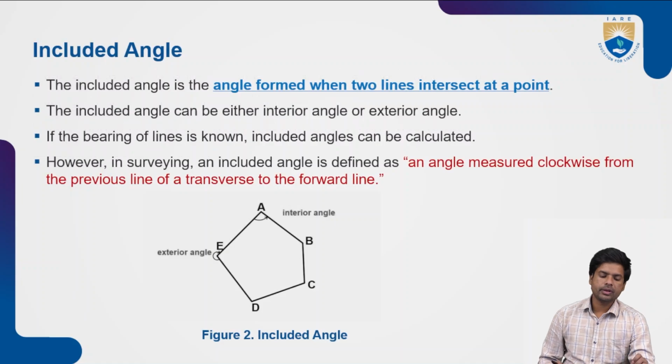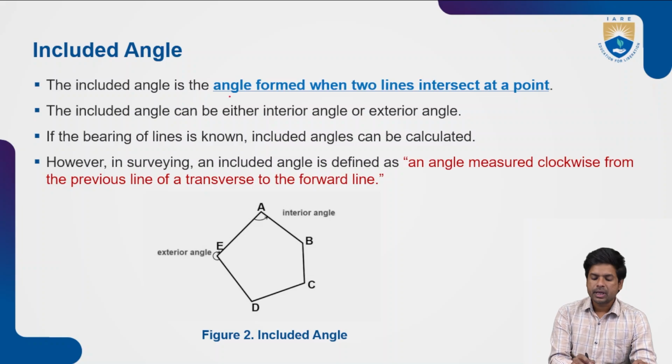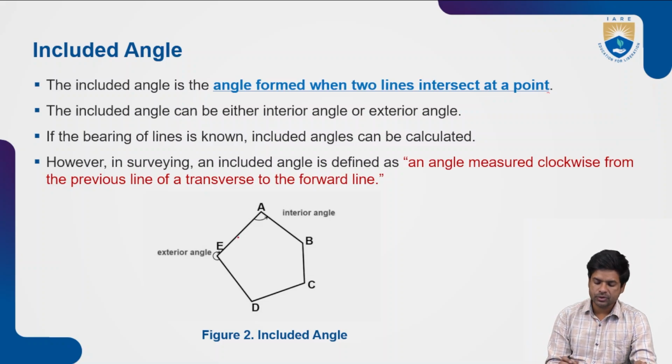Now coming to the next topic, that is included angle. Included angle is nothing but an angle formed when two lines intersect at a point. So while doing the traversing, we are going to form one area, right? So suppose if you take this area A, B, C, D, E, this is the closed traverse. So when you draw lines between all these stations, the intersection of two lines is going to create some angle, either interior or exterior. So this particular angle is called an included angle.